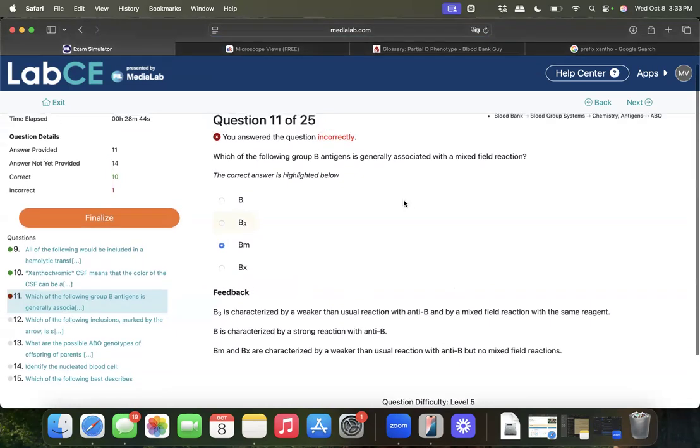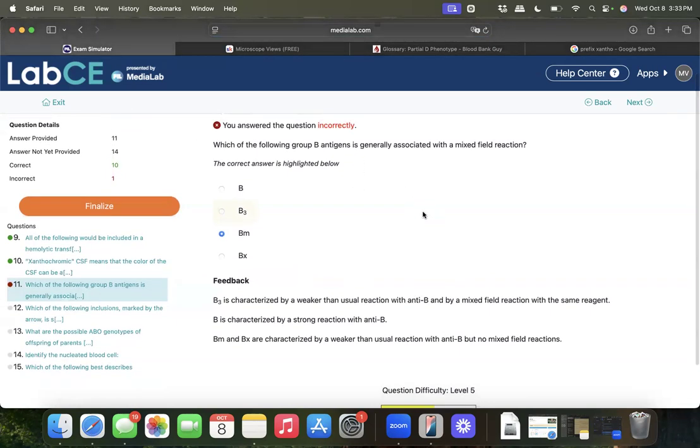All right, hey, Kayla and Michelle, look at y'all with the B3. So B3 was actually the answer, although we selected BM. B3 is a group B antigen that is generally associated with a mixed field reaction. It is characterized by a weaker than usual reaction with anti-B and by a mixed field reaction with the same reagent. B is characterized by a strong reaction with anti-B, and then BM and BX are characterized by weaker than usual reactions with anti-B, but no mixed field.